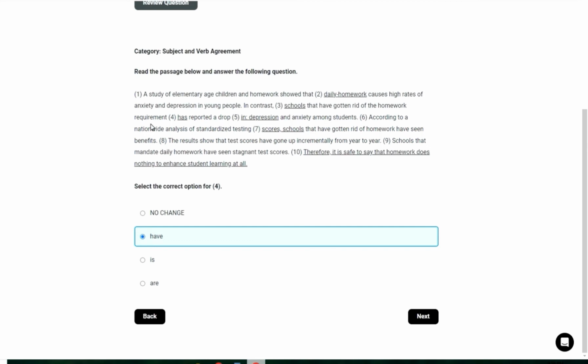"Have gotten rid of the homework requirement is reported a drop." No, that doesn't make sense. "That have gotten rid of the homework requirement are reported a drop." No, that doesn't make sense either. Also a little tip here: if it was are, it would be is. If it was is, are would be plural. And if it is has, then it would be have. So these are kind of two pairs.